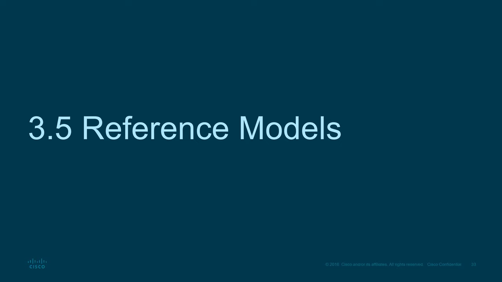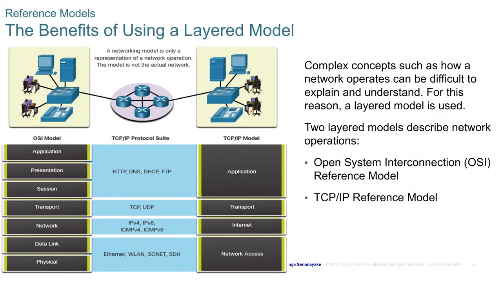So let's look at reference models. The benefit of using a layered model is that complex concepts, such as how a network operates, can be difficult to explain and understand by just using words. So using a model, you can demonstrate the same information with much clearer diagrams. Two layered models describe network operations: the Open Systems Interconnection, or OSI model, and the other one is the TCP/IP model.